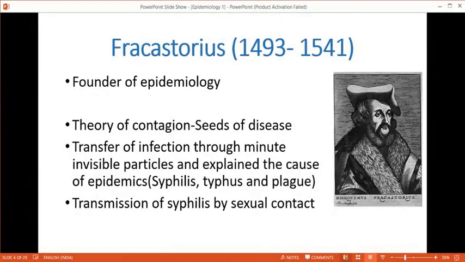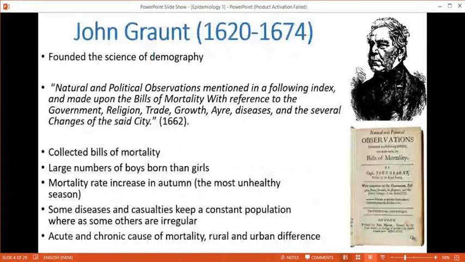And he was the one who worked with syphilis, typhus, and plague. He said the transmission of syphilis is by sexual contact. Though he reported all these findings, he was not able to prove them. So the regular idea of miasma came into the thoughts.